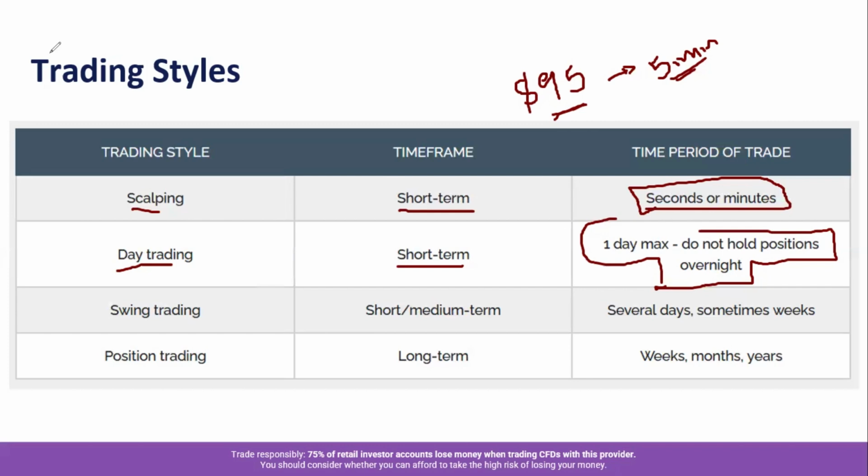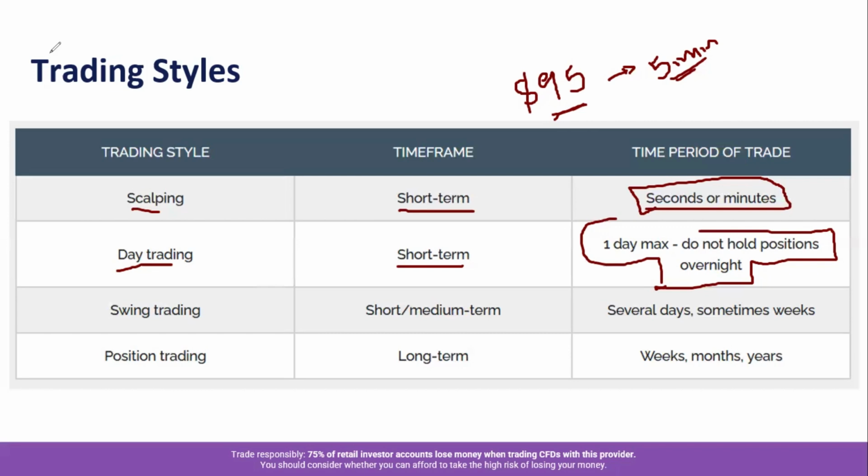But in my own simple terms, based on what I've been able to gather on Google, day trading is a short-term trading style with a maximum of 1 day. You do not open a trade overnight. Okay, now let's talk about swing trading. Swing trading is a short-term slash medium-term trading style, because you open a trade overnight, over a single night or more.